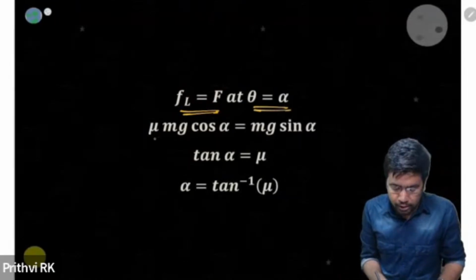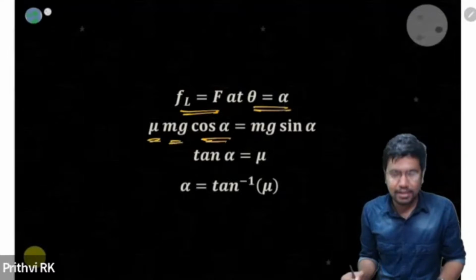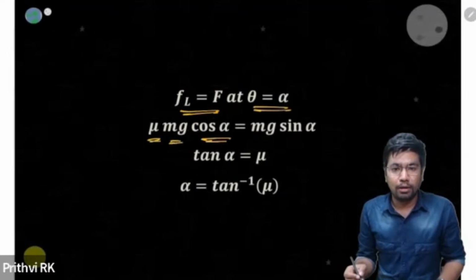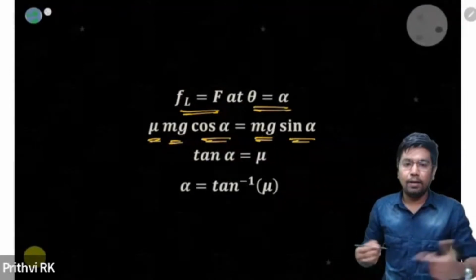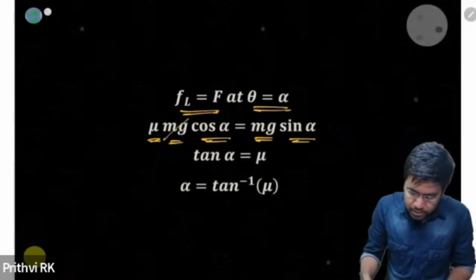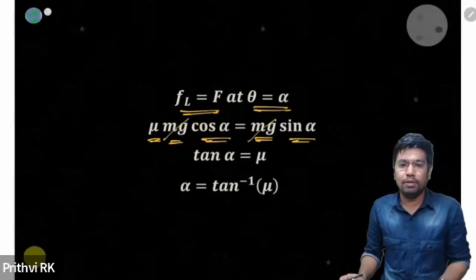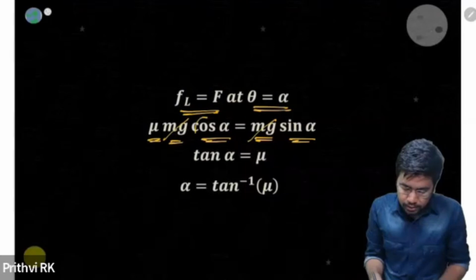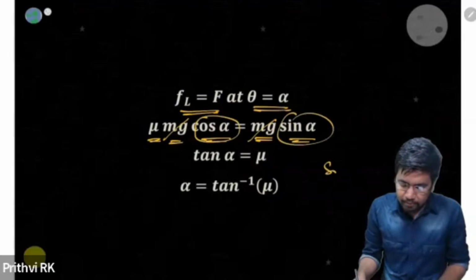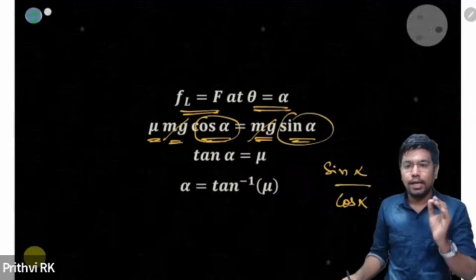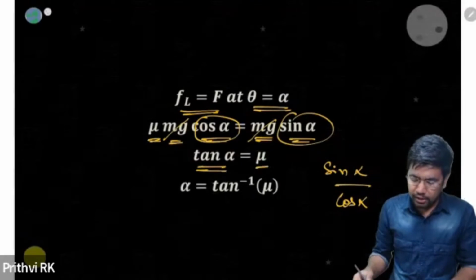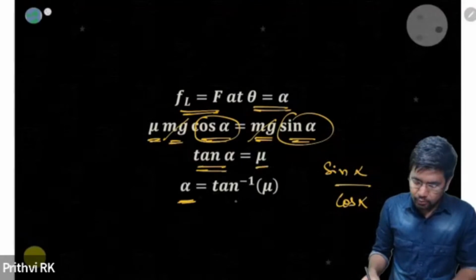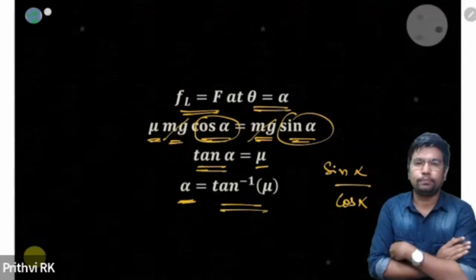So for FL, we have mu mg cos alpha, and for capital F, the pulling force, mg sin theta. On both sides we are going to cancel mg, the terms mg will get cancelled. Here there is sin alpha and cos alpha, so sin alpha divided by cos alpha will be tan. That's why we have written tan alpha is equal to mu. So you can see that alpha is equal to tan inverse of mu.